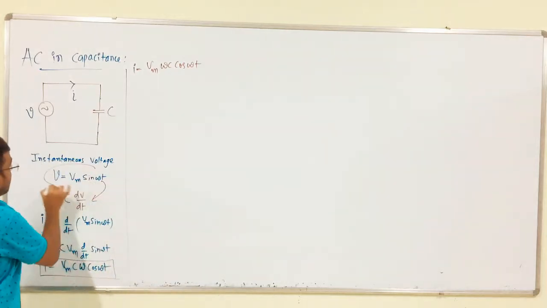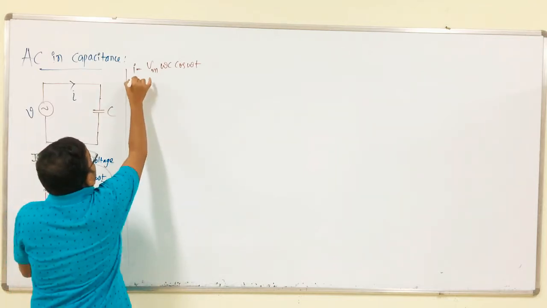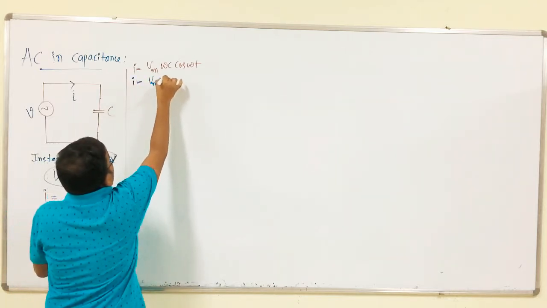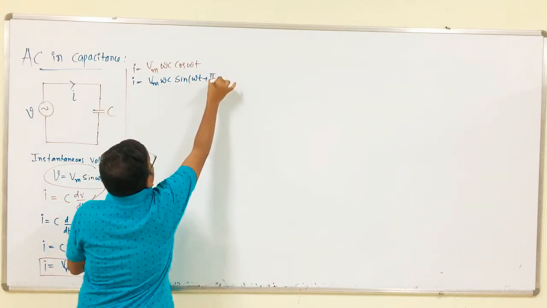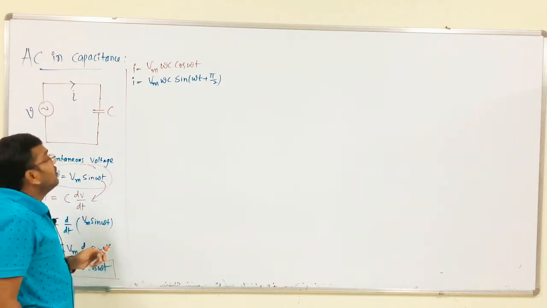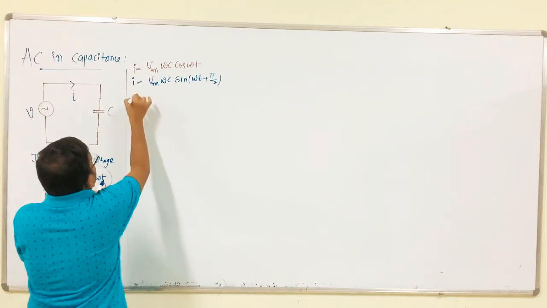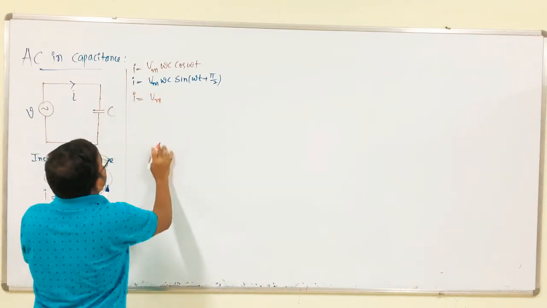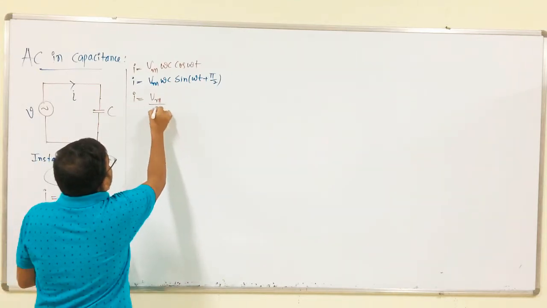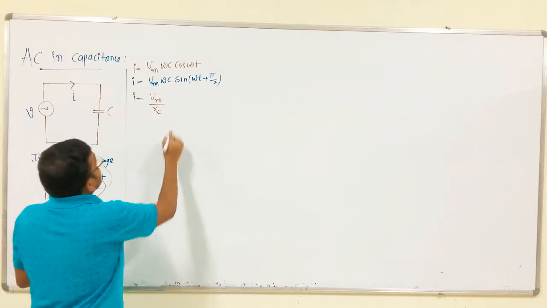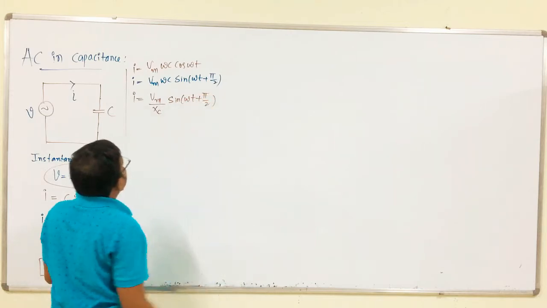Here the voltage is in terms of sin, and the current is in terms of cos. Now we have to transform it into sin: Vm ωC sin(ωt + π/2). Like this we have to get. Here I am writing Vm ωC is nothing but Vm/Xc, so I = (Vm/Xc) sin(ωt + π/2).